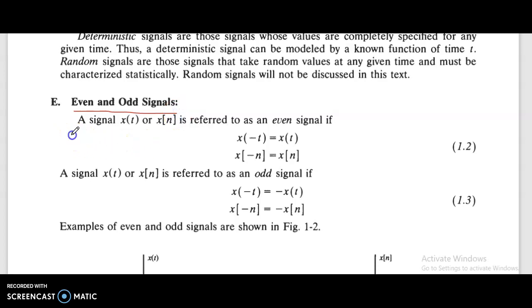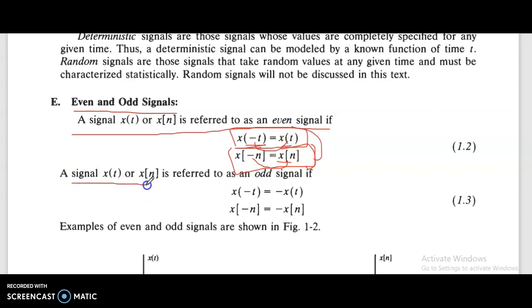Even signals. A signal x of t or x of n is referred to as an even signal if x of minus t equals x of t. Here, x of minus n equals x of n. The negative will not come here; if we get a negative here, the result is positive only. Here also the negative will not come, positive only. Then it is called an even signal.